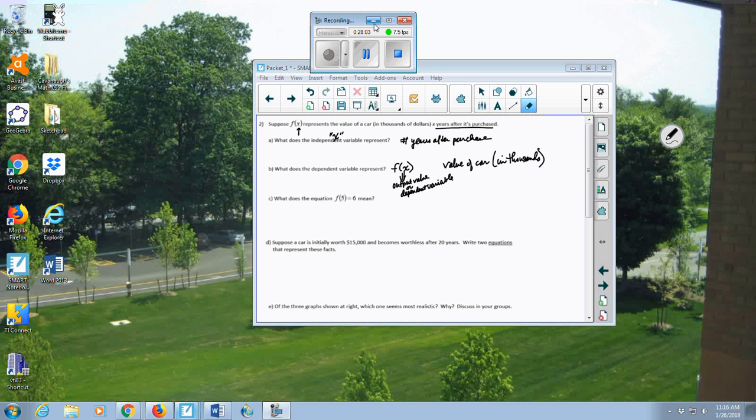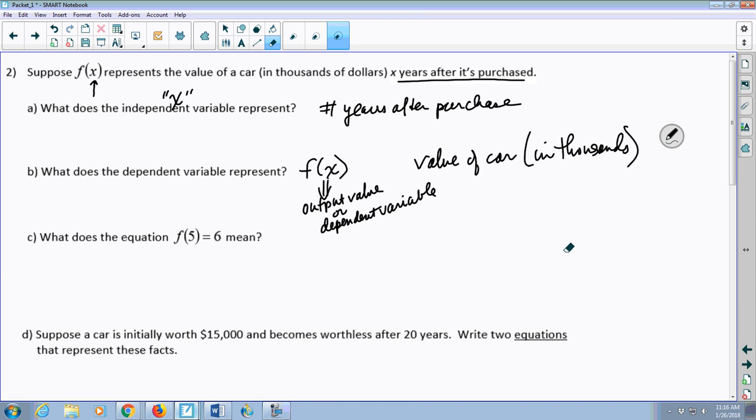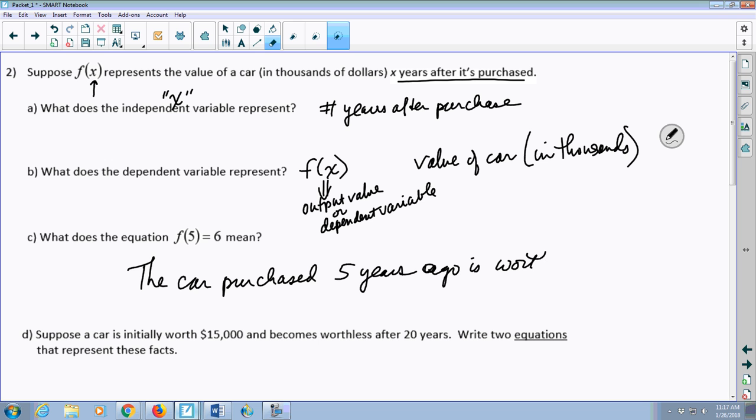Okay, someone other than table number 3. Anybody else? Yep, Kyle? The car purchased 5 years ago is worth $6,000. Good.